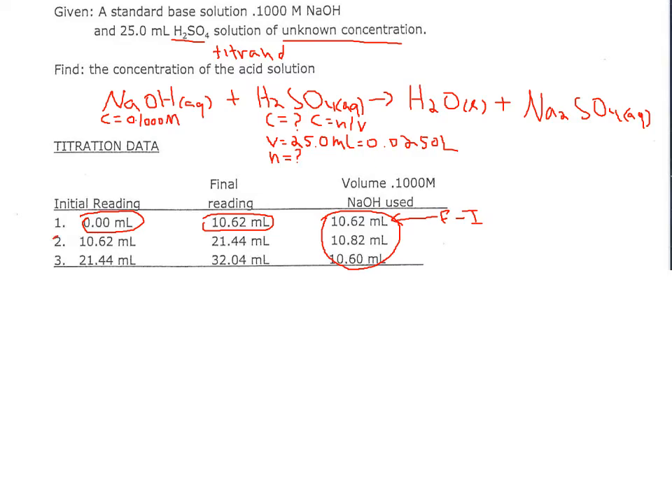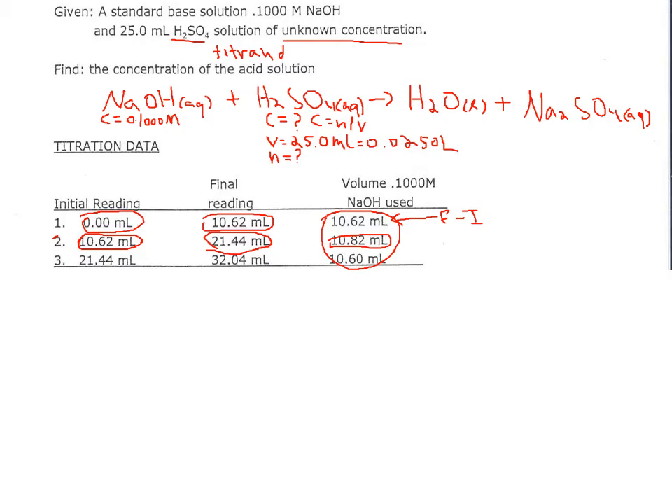In my second trial, my initial reading of the base was 10.62 mL. My final reading was 21.44 mL. And I did that final minus initial, I got 10.82. And then lastly, for my third trial, I had 21.44 mL to start off in my burette. That's what I was at in terms of the volume that I read. My final reading was 32.04 as I went down, and I did that subtraction, I got 10.60 milliliters.